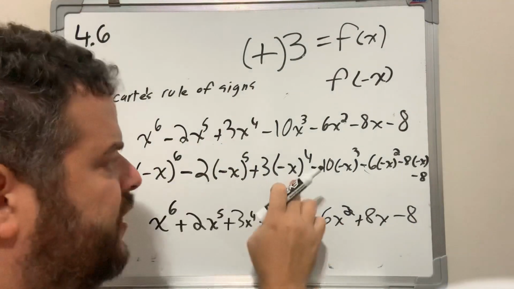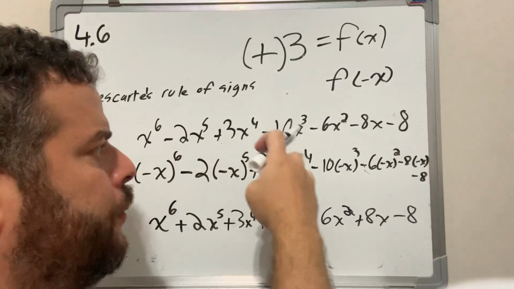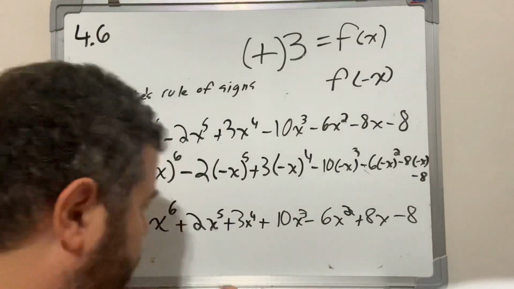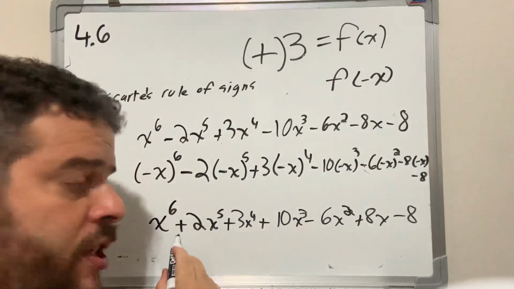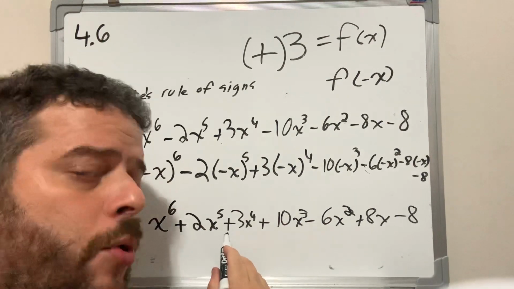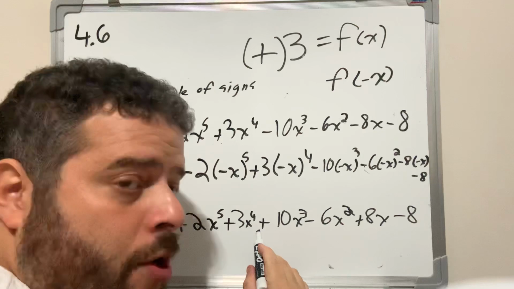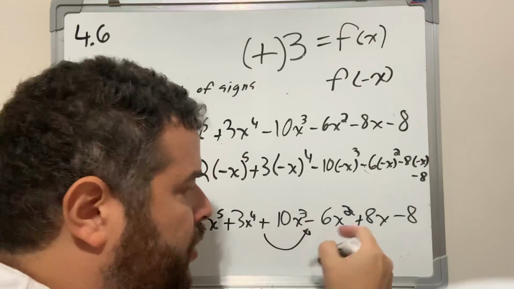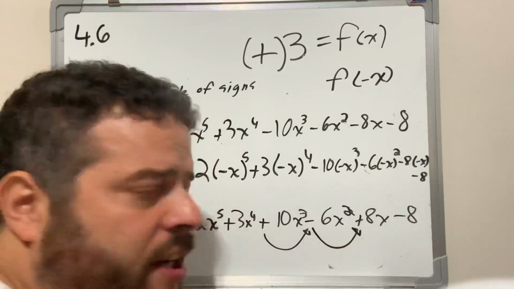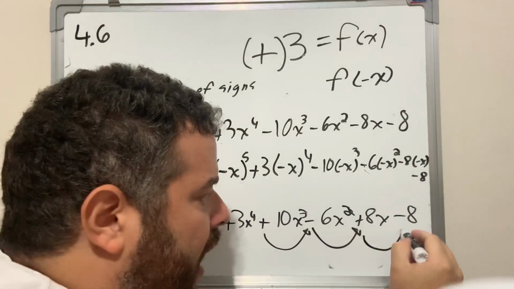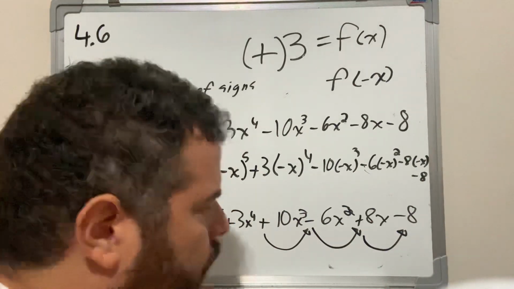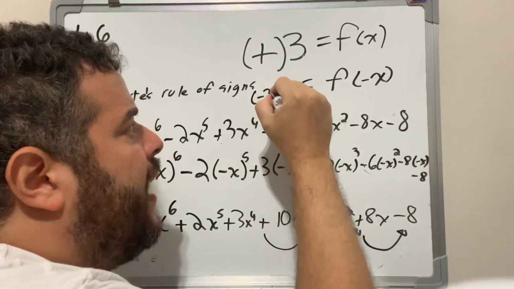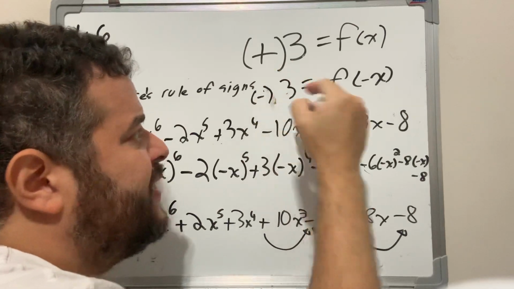So after you change the signs, you're going to do the exact same process and see how many times the signs change from one term to another. So positive to positive, no change. Positive to positive, no change. Positive to positive, no change. Positive to negative, I do have one sign change there. Negative to positive, I do have one sign change there. Positive to negative, I do have one sign change there. So a total of 3 sign changes. So when my x is negative, I have a total of 3 sign changes.